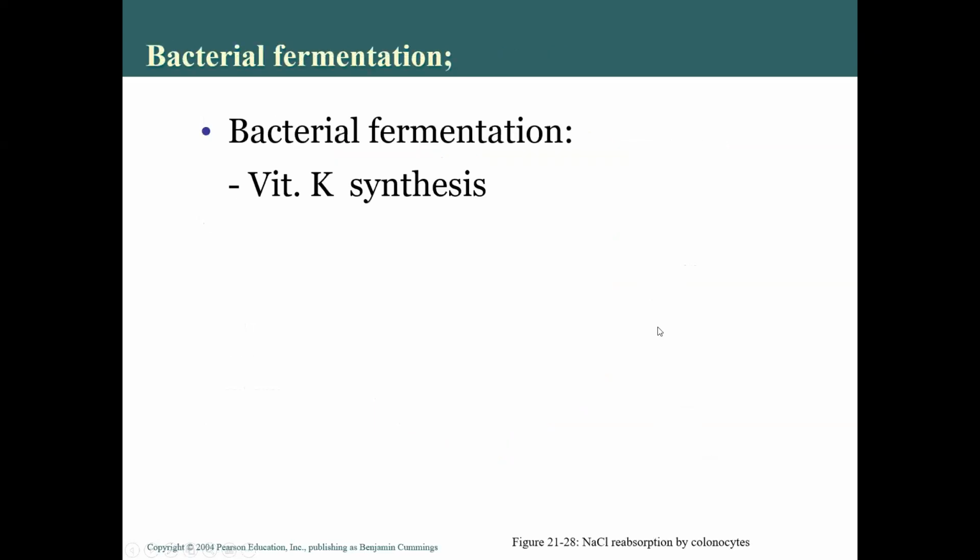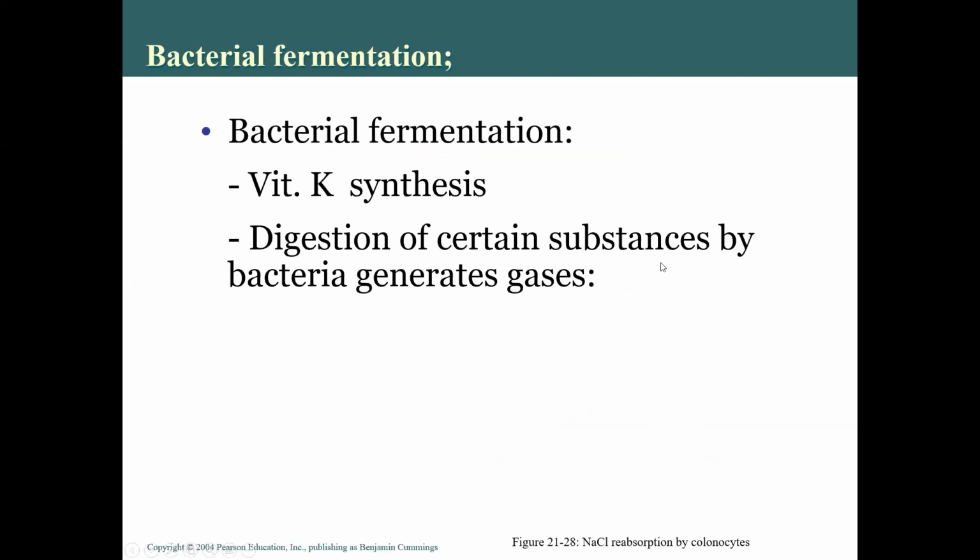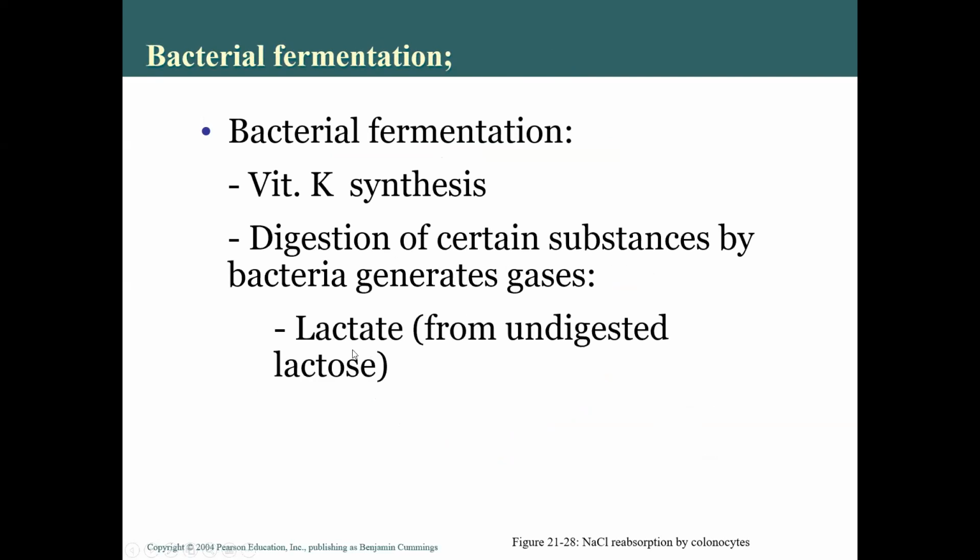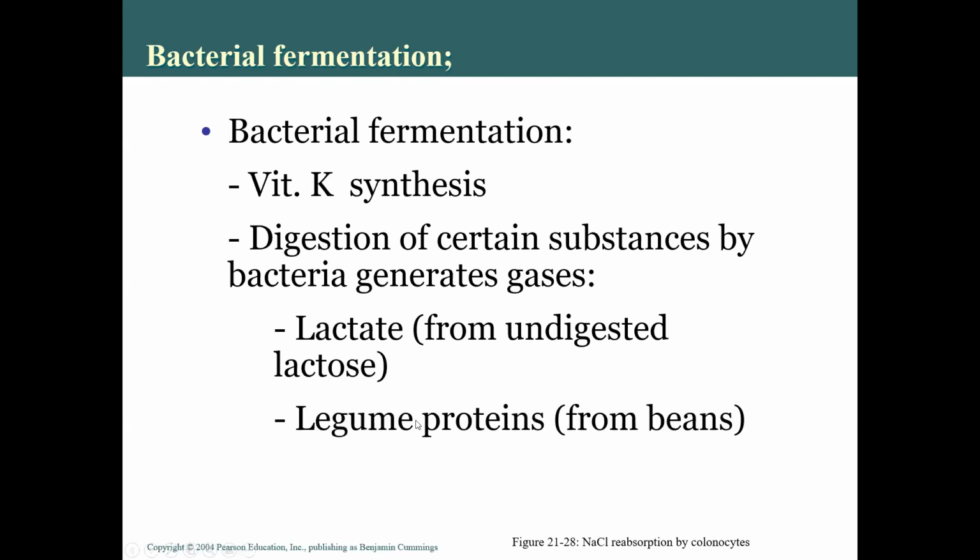Okay, bacterial fermentation. Bacteria produce vitamin K, and vitamin K is really important for clotting our blood. So having healthy bacteria in our large intestine is important. Digestion of certain substances by bacteria generates gases. So some people who are lactose intolerant can get gassy because lactose enters the large intestine undigested, and bacteria digest it, releasing methane, which is the gas that comes out of this. And beans, as we all know, can cause gas. It turns out that many people don't digest beans fully. So when those proteins enter the large intestine, bacteria get a hold of it, they generate methane, again, more gas. And the same with some other vegetables.